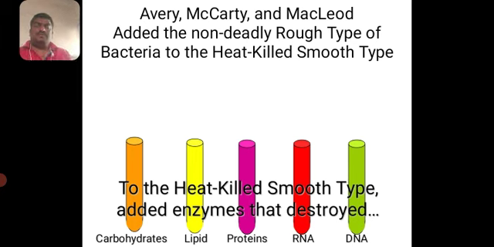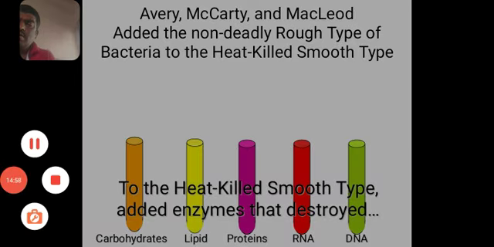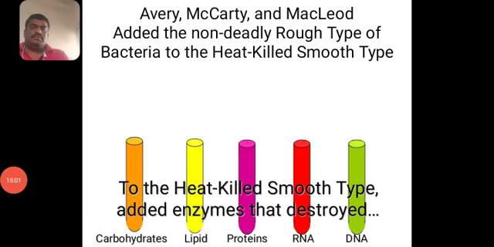The mice do not die. So there was no transformation because the DNA was added in a mixture of two strains, and the mice remain alive. So it was clear that the transforming principle was not carbohydrate, lipid, protein, or RNA. It was DNA.